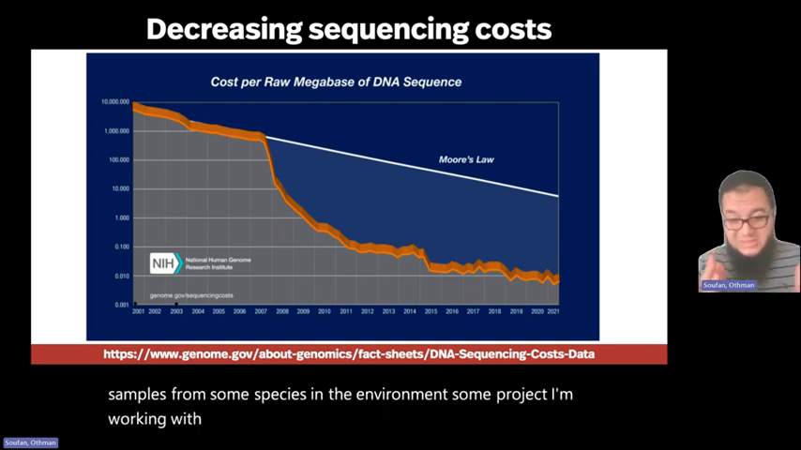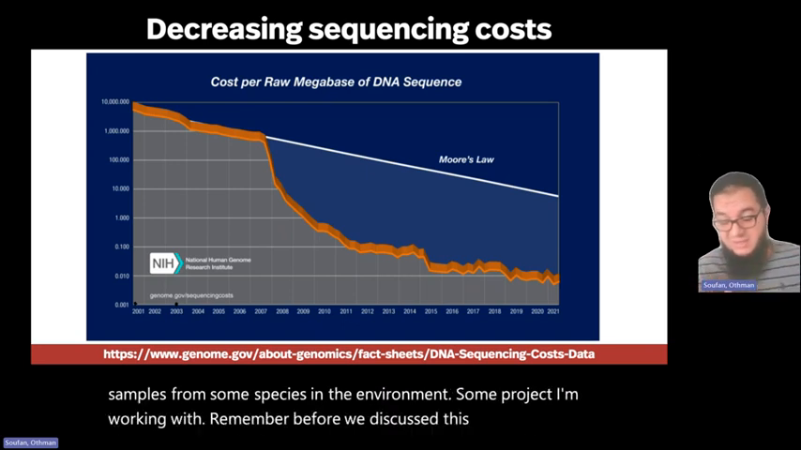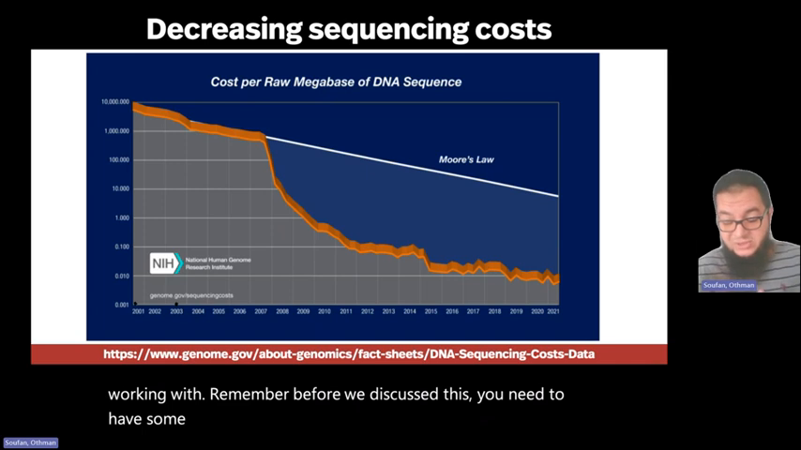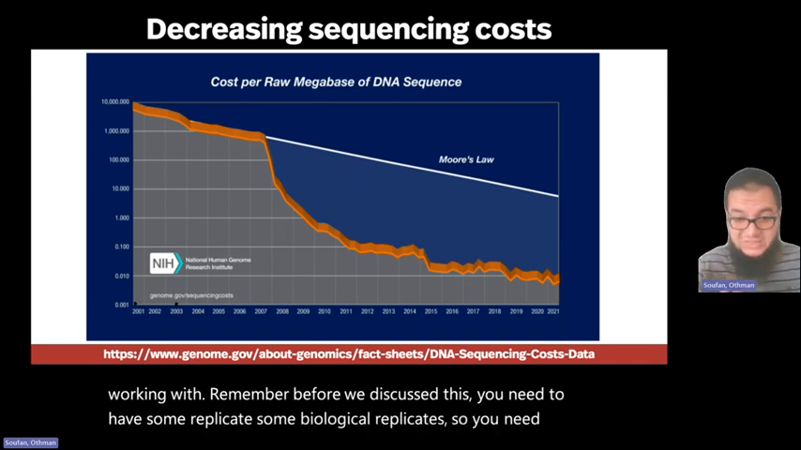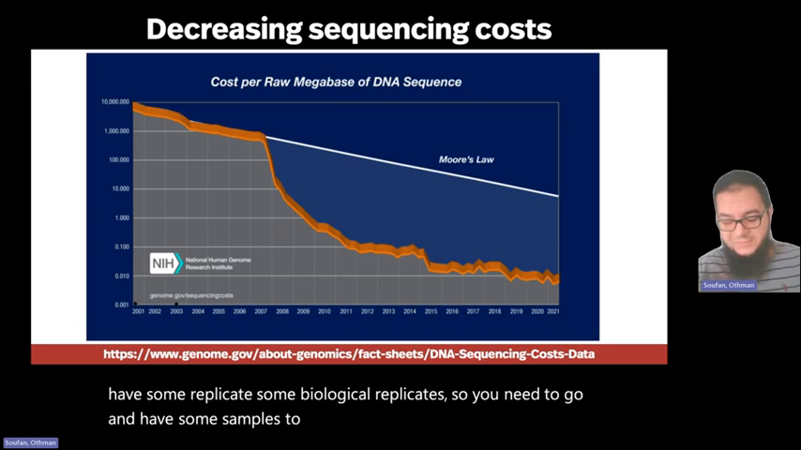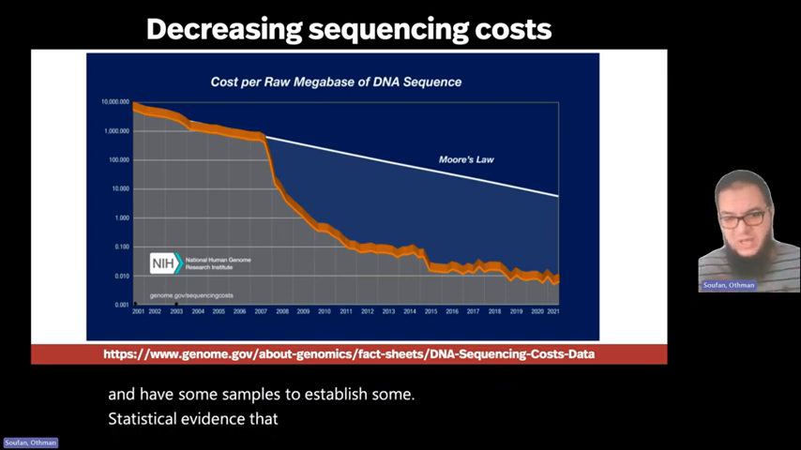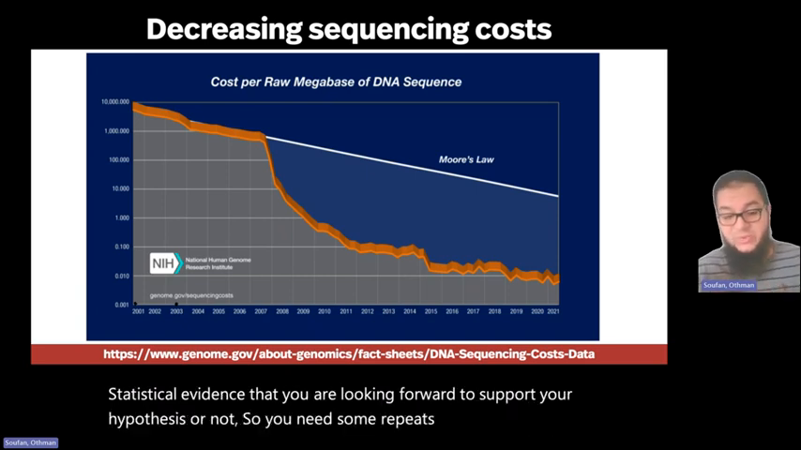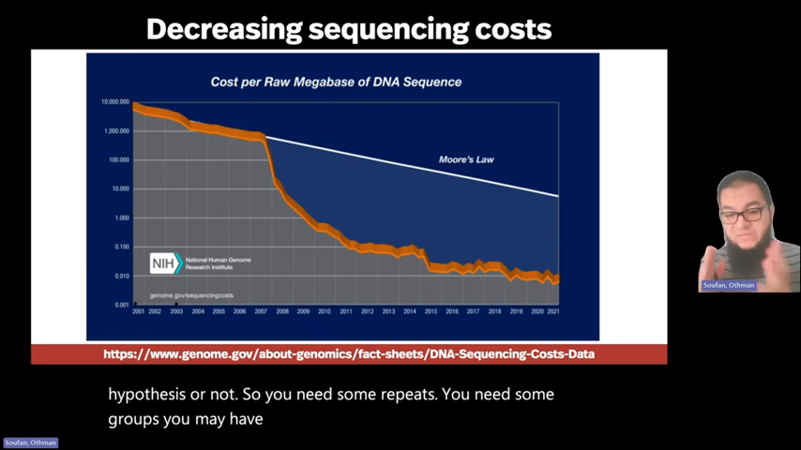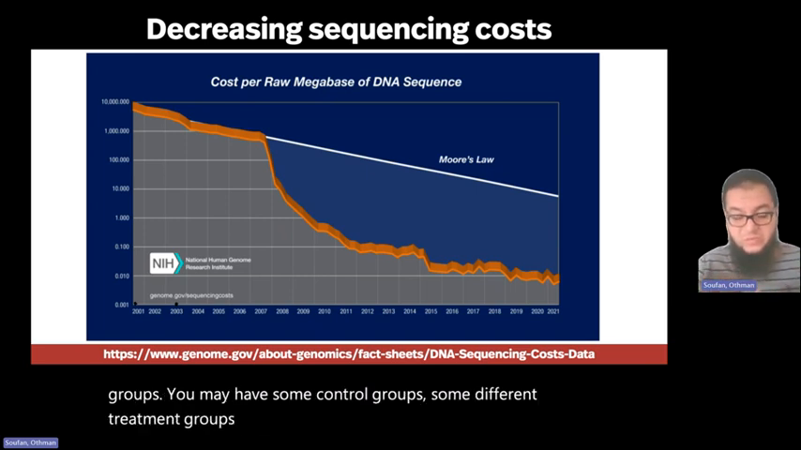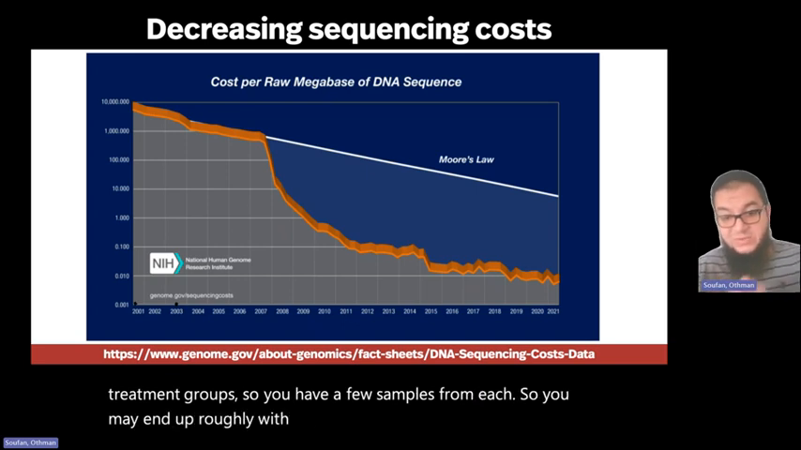Remember before we discussed this, you need to have some replicates, some biological replicates. So you need to have some samples to establish some statistical evidence that you are looking for to support your hypothesis or not. So you need some repeats, you need some groups. You may have some control groups, some different treatment groups. So you have a few samples from each. So you may end up roughly with 20, 30 samples per one project.